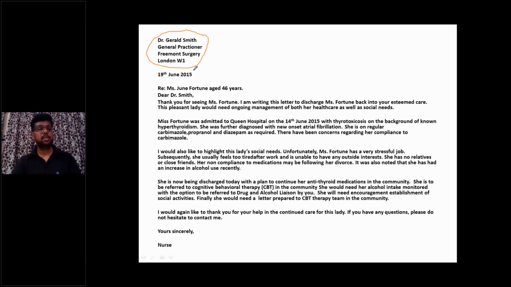Later on, as you can see, we put the date. Which date do we put? The current date. The day we saw our patient last. So Ms. Fortune came to us on 19th June 2015, the latest, the most recent. And that is when we are discharging her. So that is the date that you could see here, 19th of June 2015.